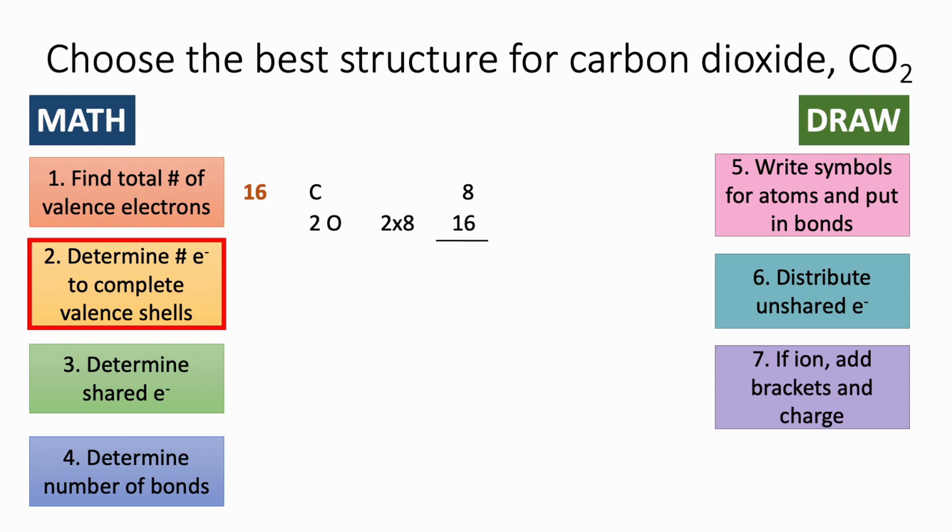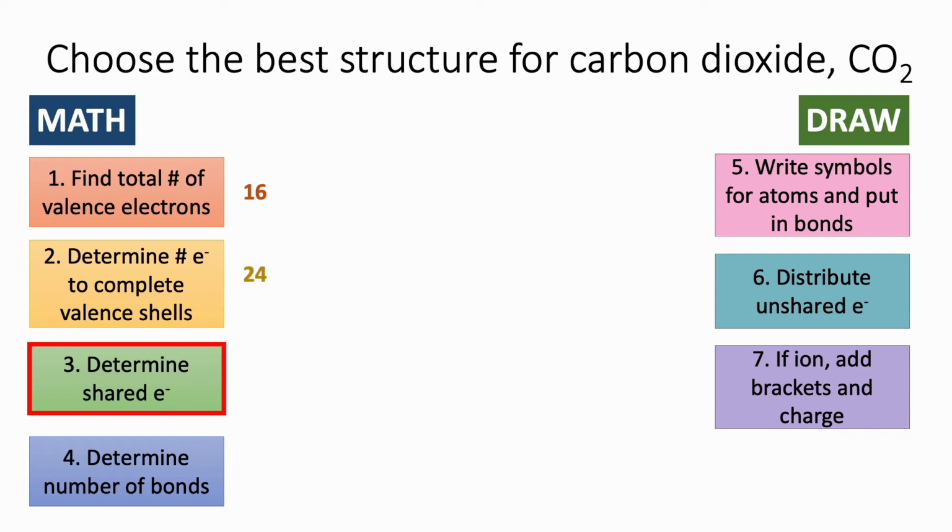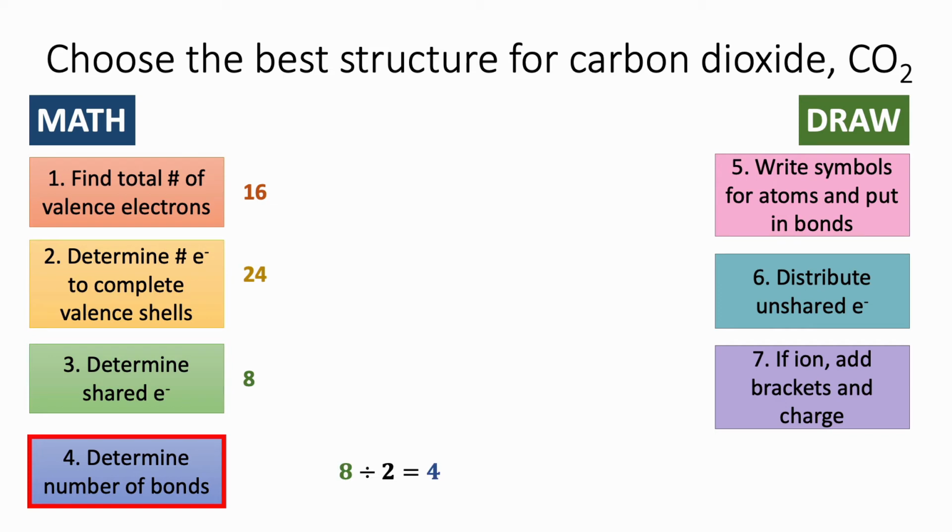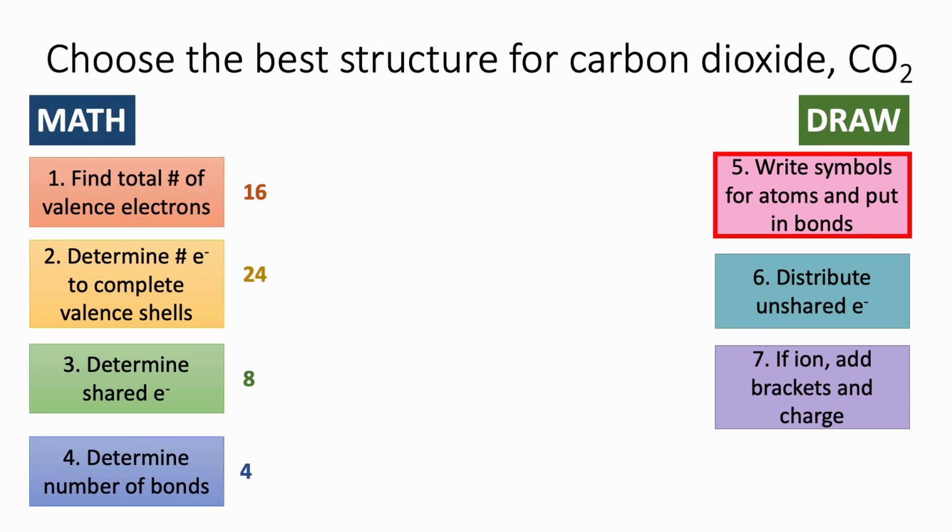Carbon needs 8. Each of our 2 oxygens needs 8, which means 16 from the oxygens, so that's 24. And then determine the number of shared electrons. So that's going to be 24 minus 16. So that will be 8. And that means that our number of bonds will be 4. So we have 4 bonds.